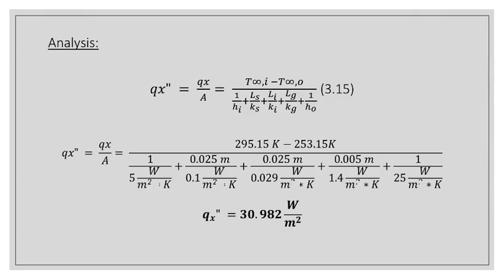To get the heat flux, which is heat rate per area for the composite wall, we will use Equation 3.15 in the book and just plug in the data, and then we arrived at the final answer of 30.982 watts per square meter. This is the heat flux that passes through the original and retrofitted walls.